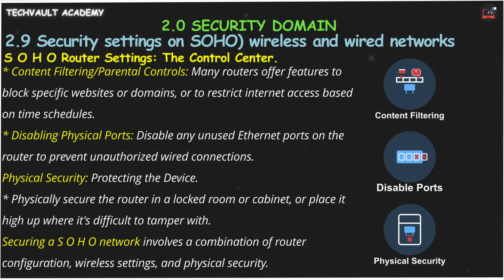Physical security, protecting the device. Physically secure the router in a locked room or cabinet, or place it high up where it's difficult to tamper with. Securing a SOHO network involves a combination of router configuration, wireless settings, and physical security.